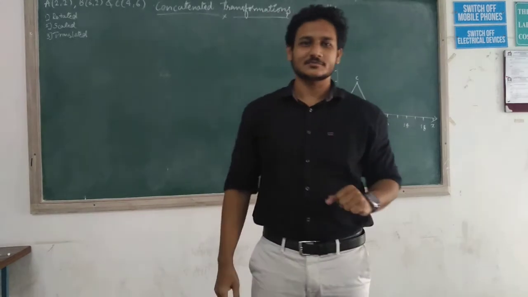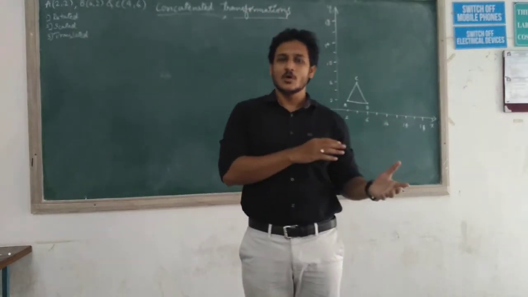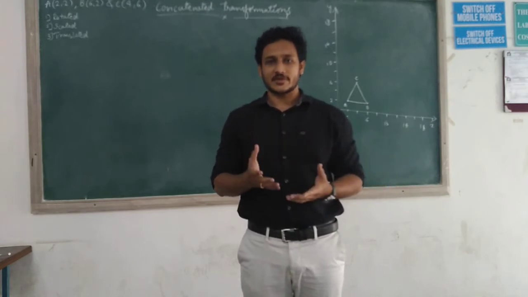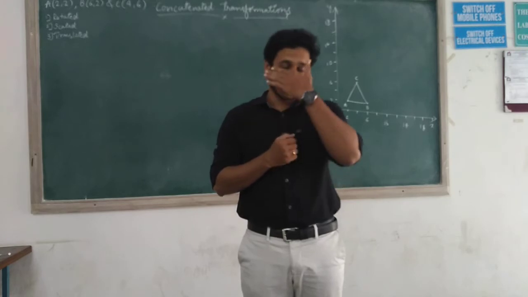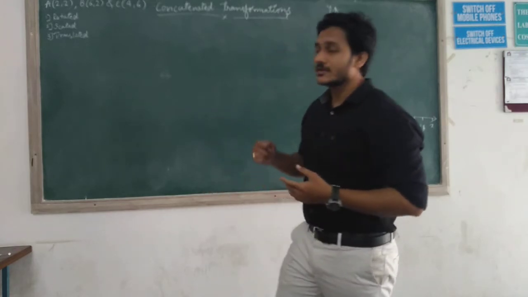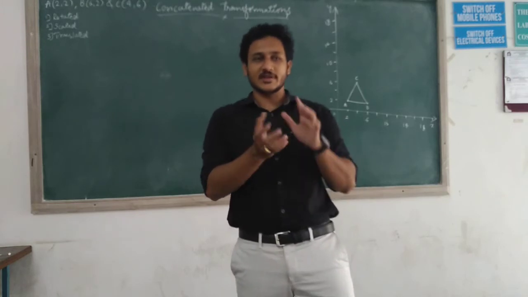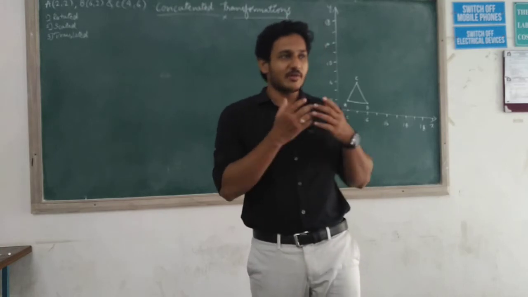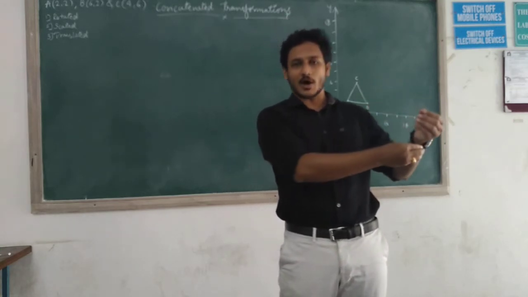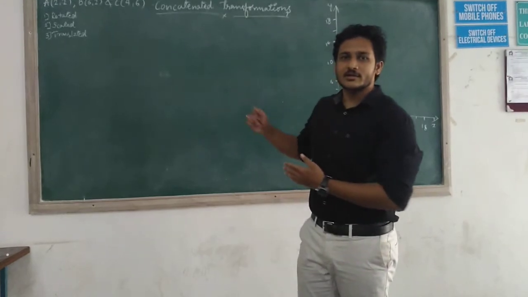Hello guys. In the last video lecture we discussed the meaning of inverse transformation, and how we are going to do the inverse of the transformation along with the concatenated transformation. Concatenated means the composite transformation. It is a combination of two or more transformations. Whenever we have more than two transformations, we go for the concatenated transformation.